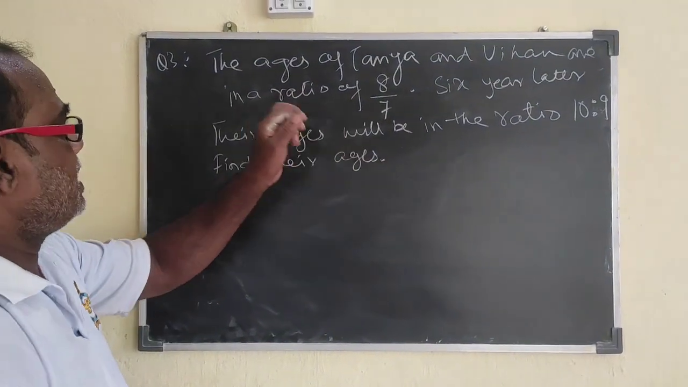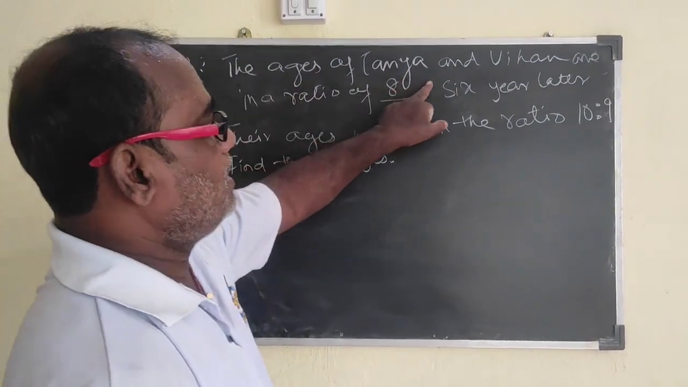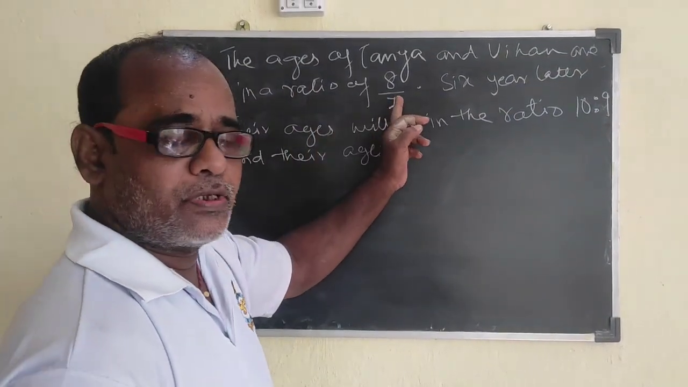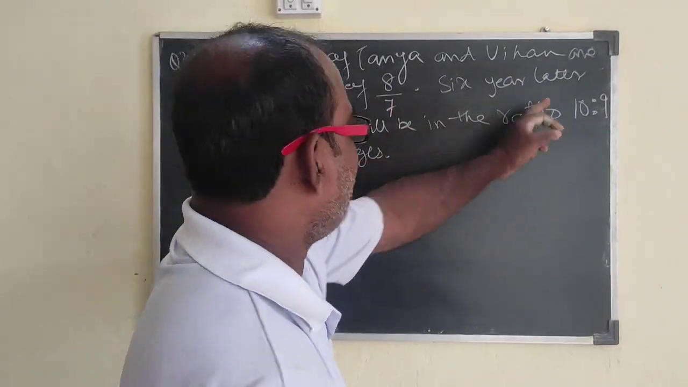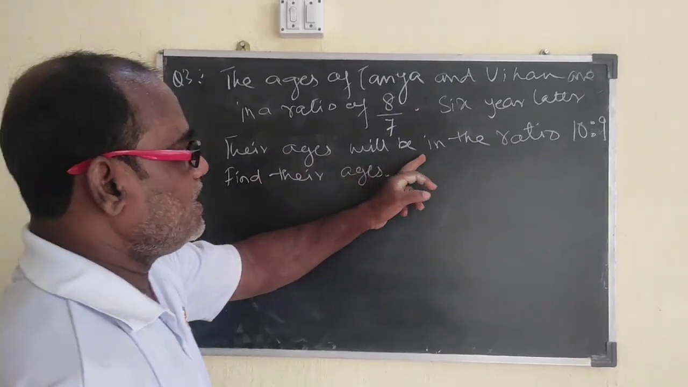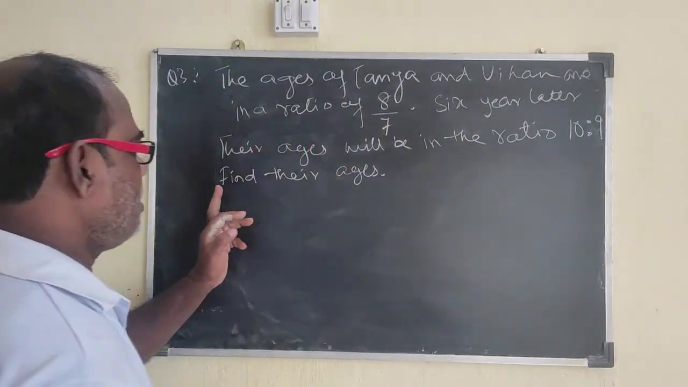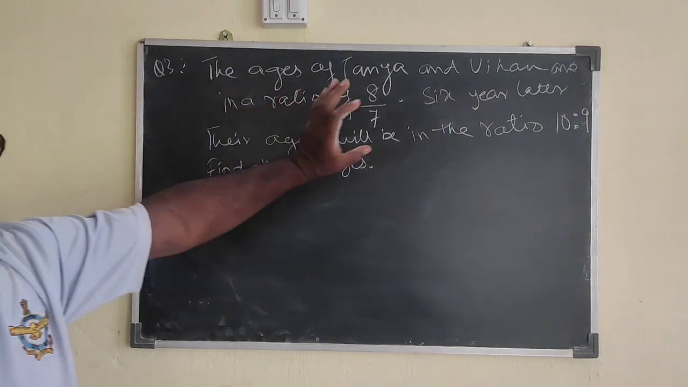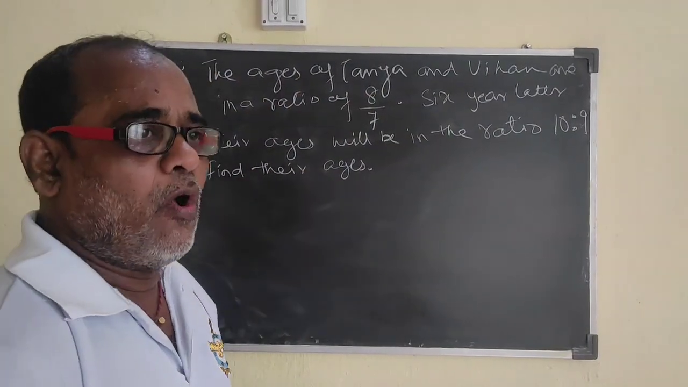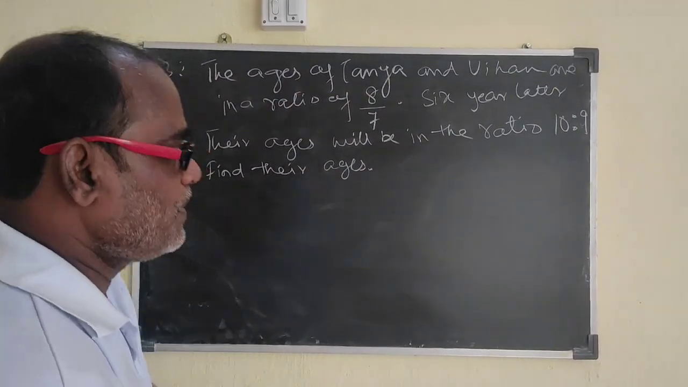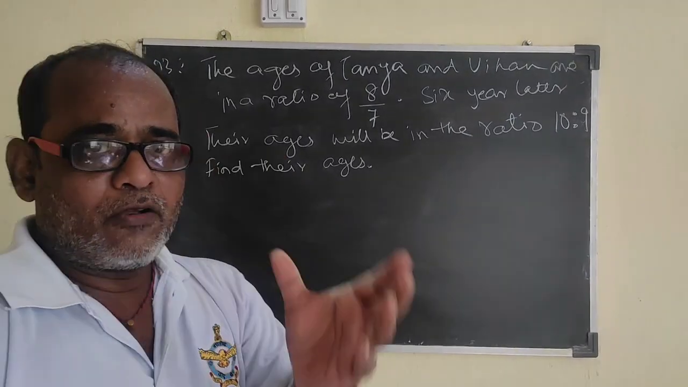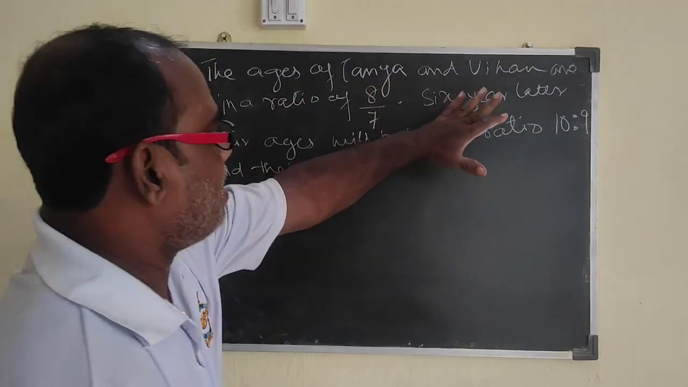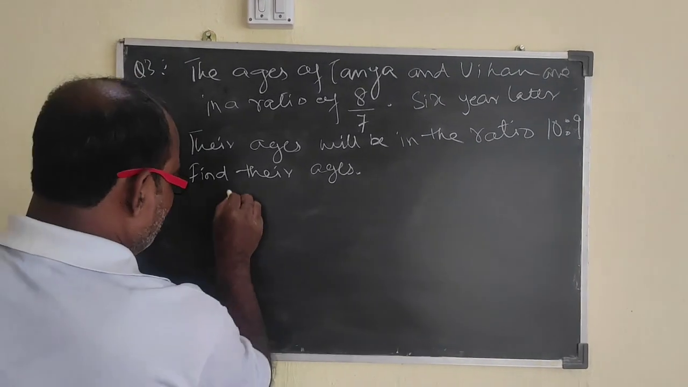One more question: the ages of Tanya and Vihan are in the ratio 8:7. 6 years later, their ages will be in the ratio 10:9. Find their ages. For solving such age problems, whether for class 10, class 8 or class 9, you always have to make a concept of the present age. Here they have given the ages of Tanya and Vihan, so let us write here present age.